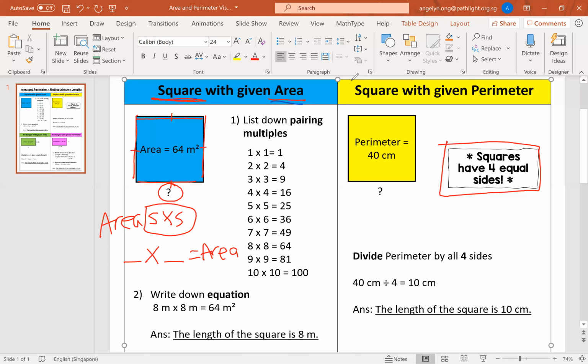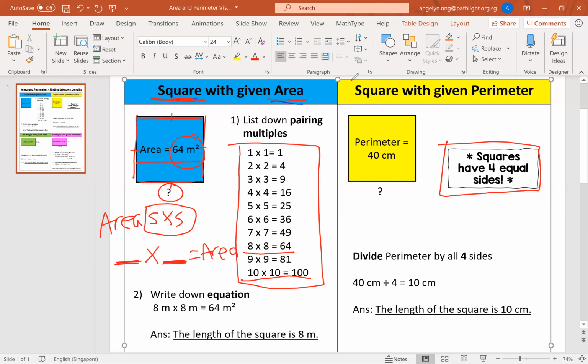So it's good that we memorize this whole table of multiplication. 1 times 1 is 1, 2 times 2 is 4, and so on until 10 times 10 is 100. So that when we see the area of squares, we immediately know what the side is. For example, this one, the area is given as 64. So we will immediately know that 8 times 8 will give us 64, because for the area of a square, these two numbers are exactly the same, since all the sides are the same.